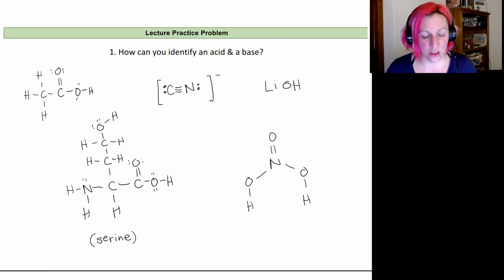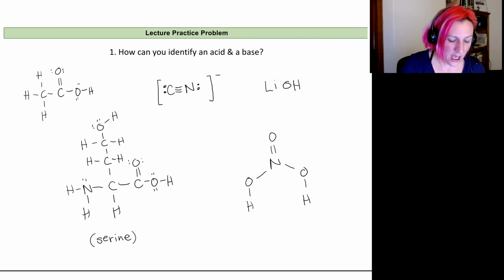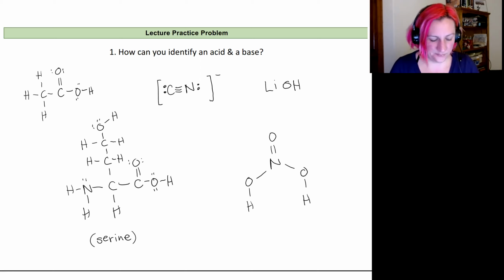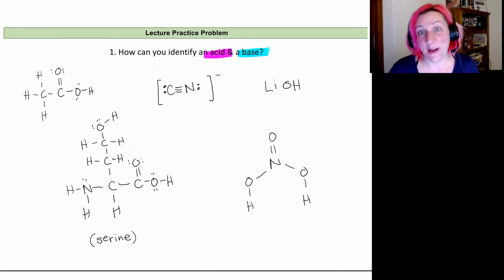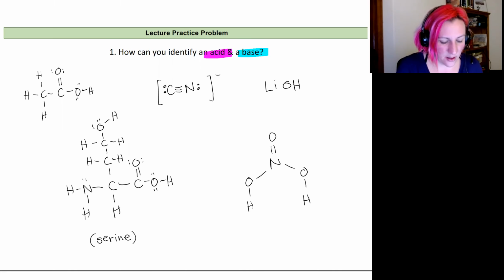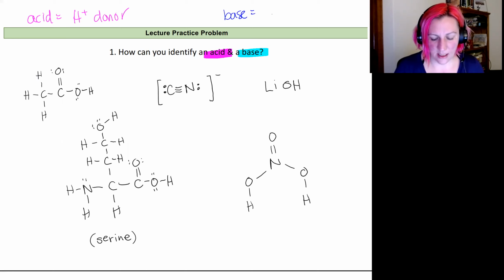Now, our definition so far that we have, remember, I'm gonna do these in two different colors. Let's do acid in pink and base in blue, kind of like litmus paper, right? So in that case, our acid, remember, is going to be a proton donor, and our base is going to be a proton acceptor.